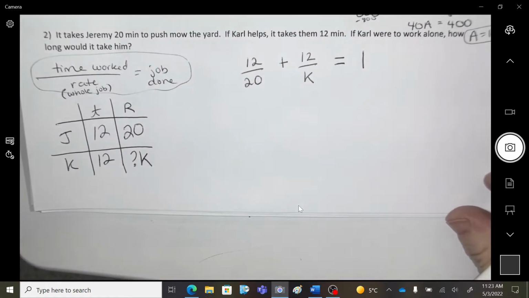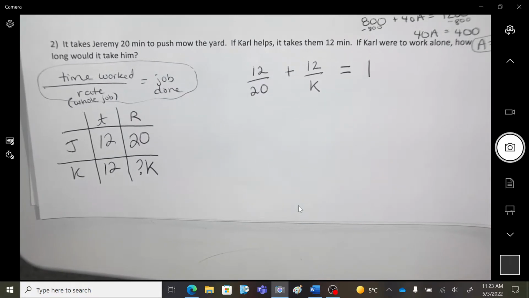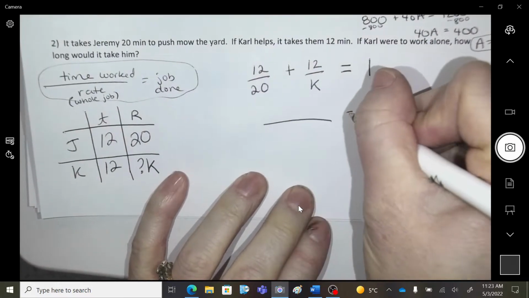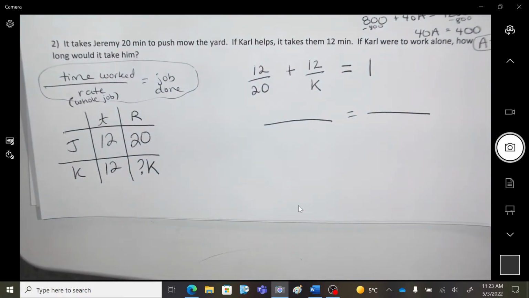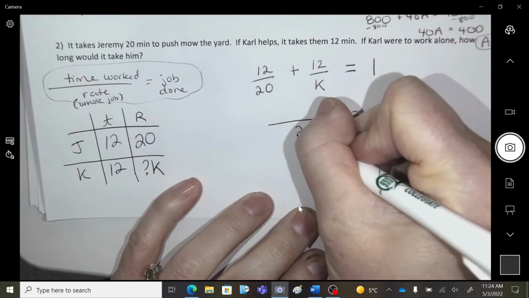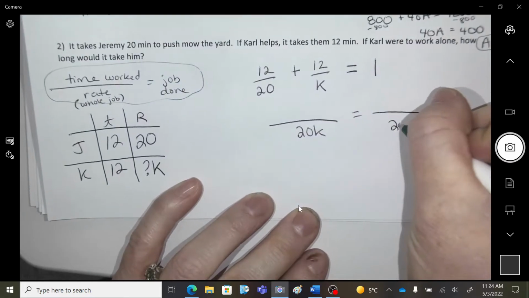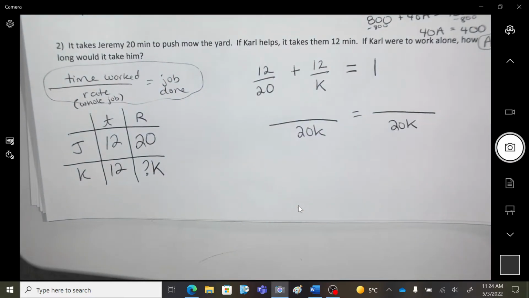Now solving this, you know how to do it. Cross multiply or common denominator drop. So common denominator. So that's what it will look like, two fractions. And what am I going to have to pick for my denominator? I'm going to need a 20k. That's what I'm going to pick.